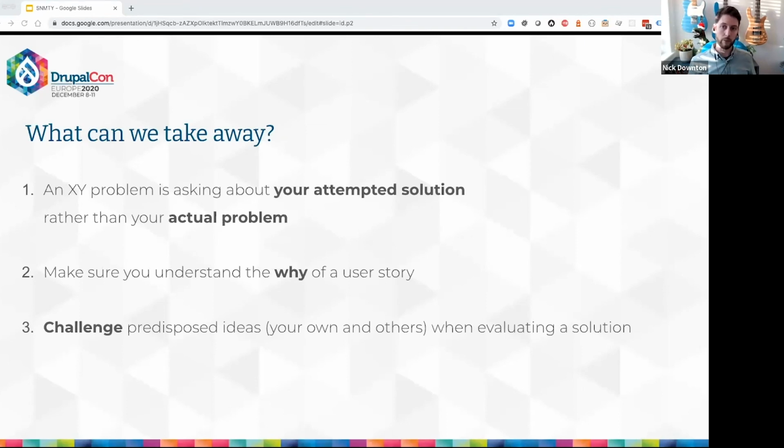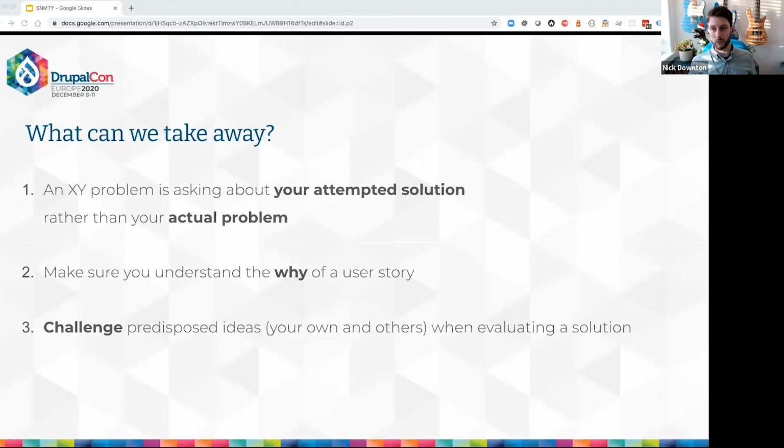So what can we take away from this? The first thing I would say is that an XY problem is asking about your attempted solution rather than your actual problem. Second, you need to understand the why of a user story. And third, you need to challenge your predisposed ideas, and those of others, when you're evaluating a solution.